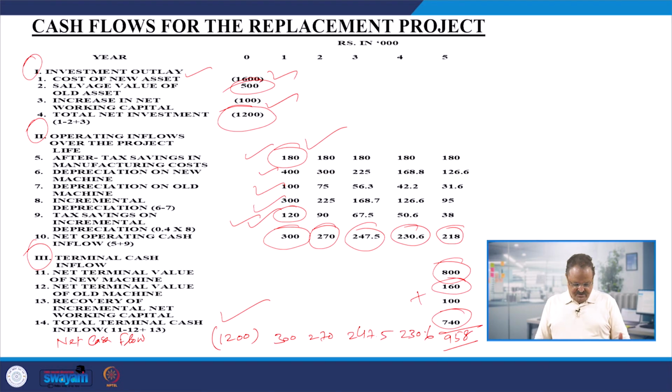And finally, for calculating the total cash flows, outflow as well as inflow, including terminal value, at every step the old machine's effects will be considered, and accordingly the final cash flows would be worked out. So this is how we calculate the cash flows for the replacement project.